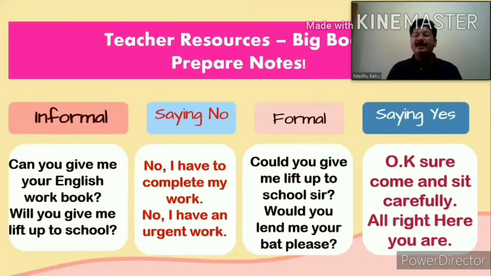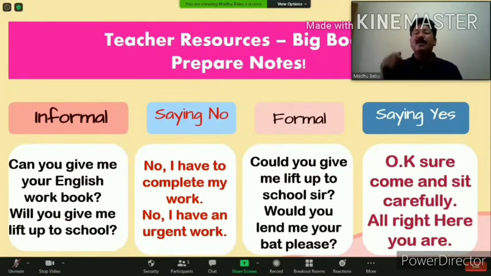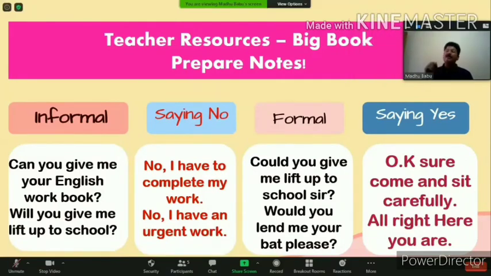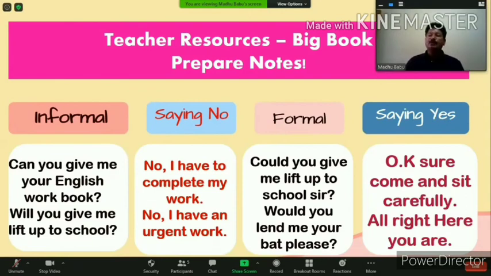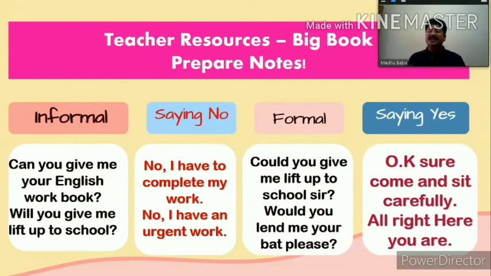Also, my dear teachers, what we are doing is we can prepare wonderful resources. I'm very, very thankful to all the mentors who are doing a great job.